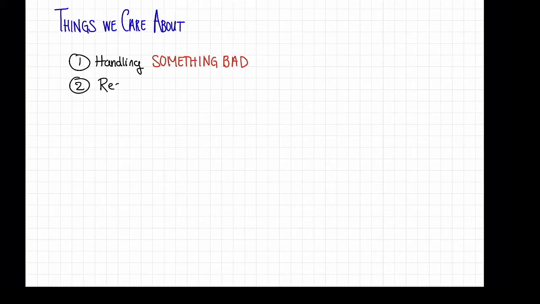First, we care about handling something bad, whatever that may be. Second, we care about recovering what we want to know about X. The third thing we care about is minimizing overhead.